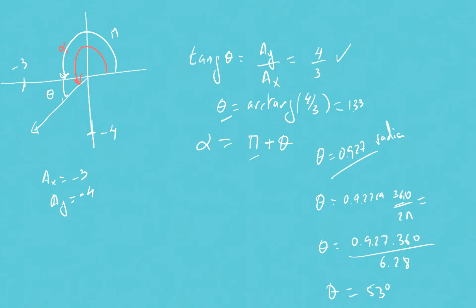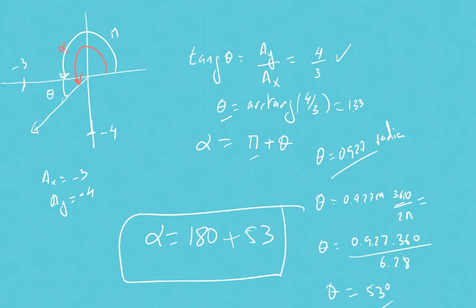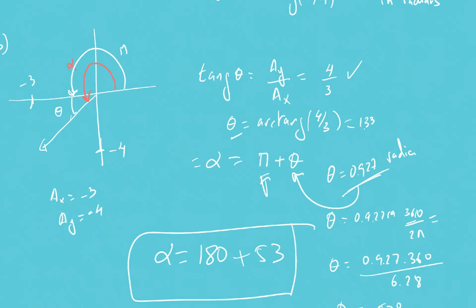So theta is 53 degrees, but the angle alpha is 180 plus 53. And this is the angle. If you use theta in radians, you have to add pi here. So the angle alpha will be 3.14 plus 0.927, which is 4.14 more or less. But if you place the angle in degrees, it will be like this.